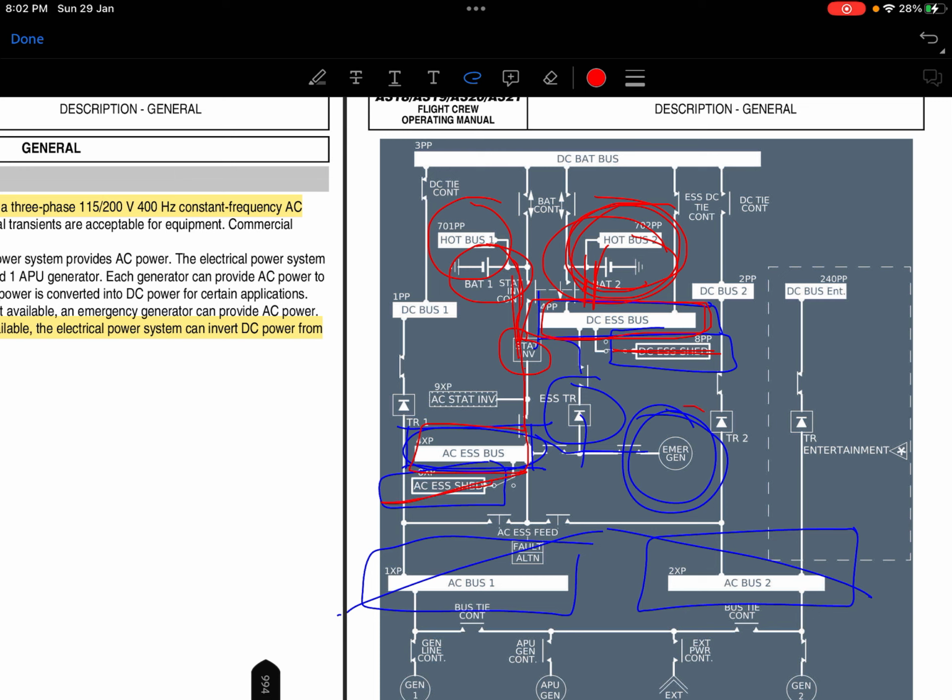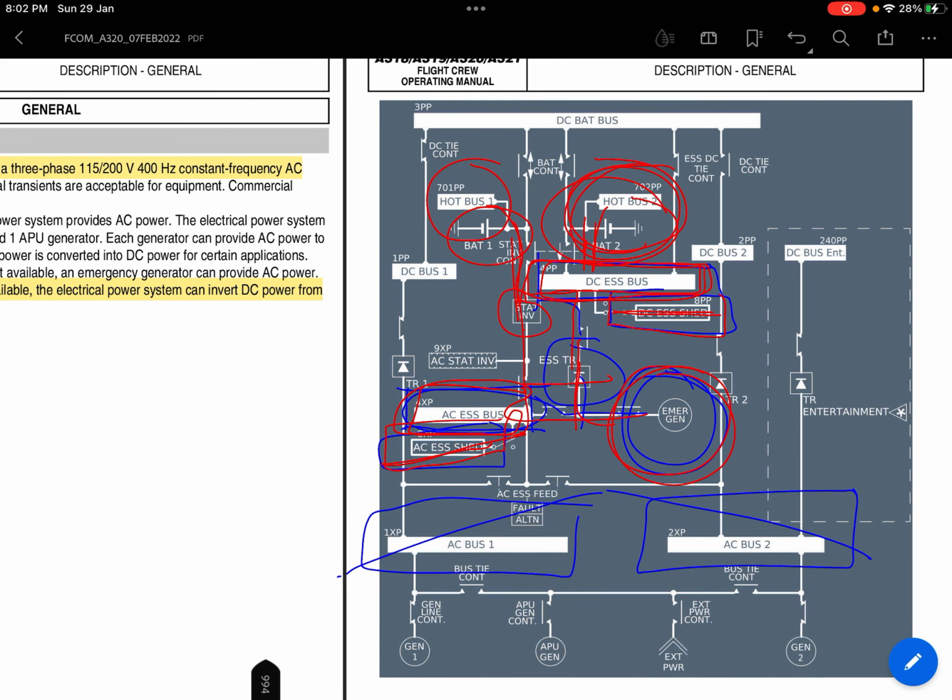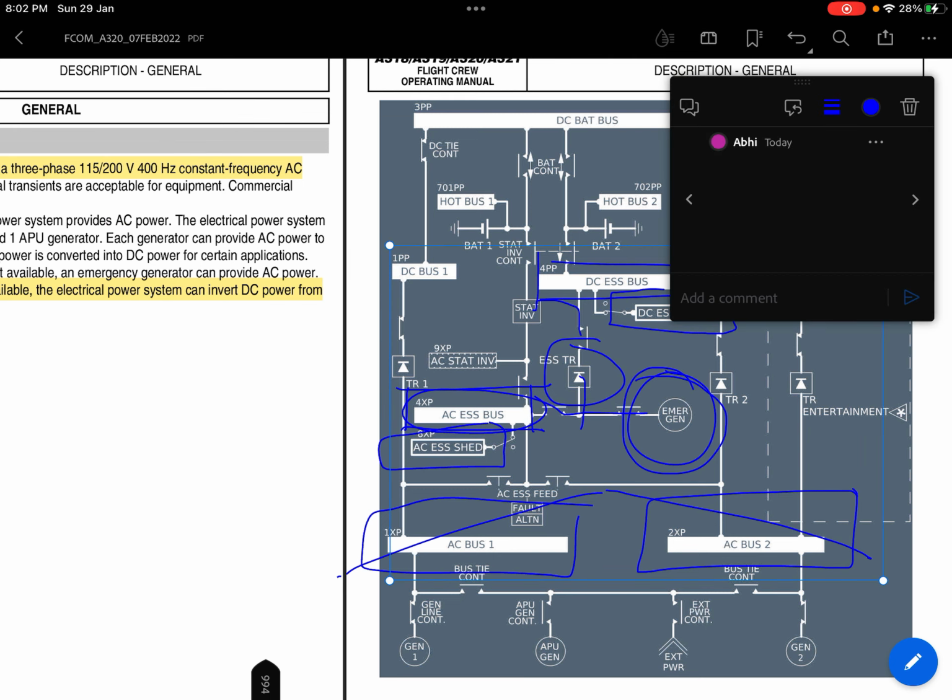But in the case of the emergency generator, it supplies the AC essential bus and AC essential shed, plus through the essential TR the DC essential bus and DC essential shed bus also, right? This is the difference. Keep it in mind. I hope it is clear. If not, please let me know in the comments. I'll make a separate video.